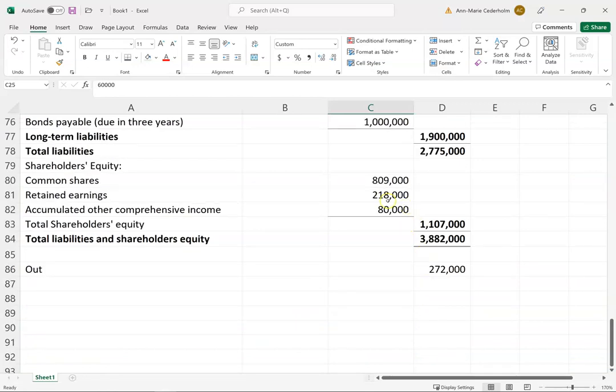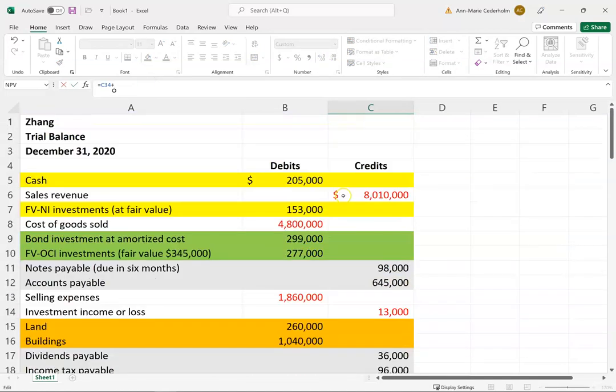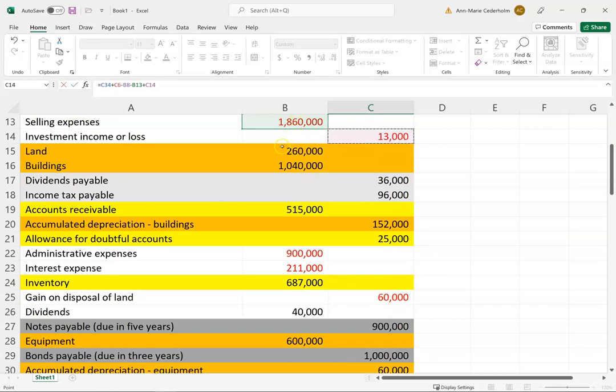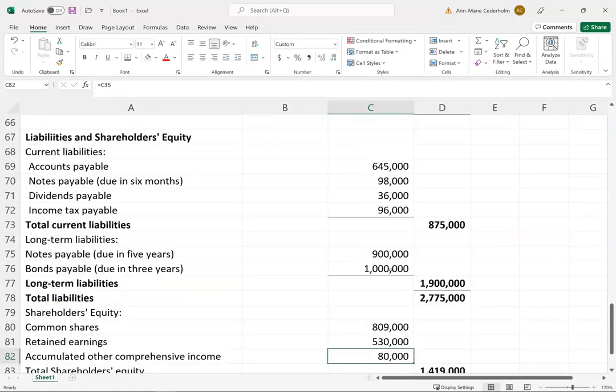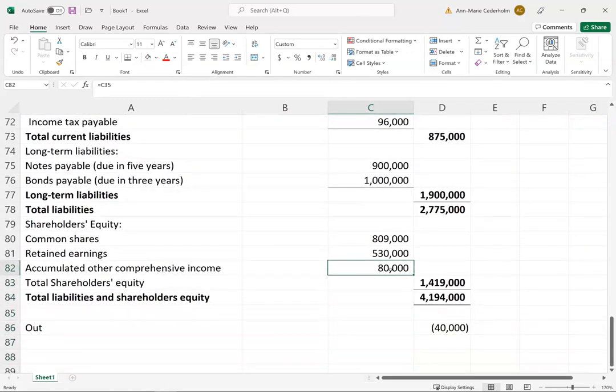So what I'll just do here is now just repeat that and put them in here. So this is my beginning retained earnings, and now I'm going to add my sales revenue minus my cost of goods sold minus my selling expense, add my investment income minus my admin expense minus my interest expense, add my gain on disposal of land. Okay, now, do you see that change to $530,000?